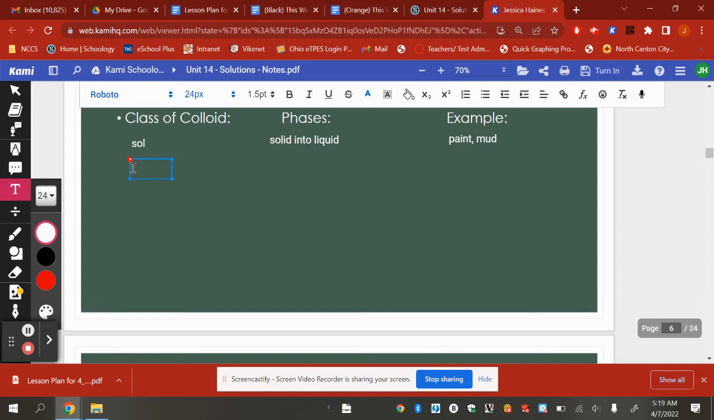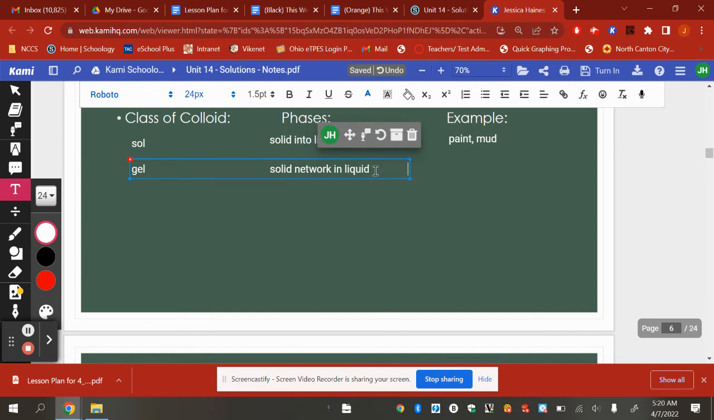Okay. Next example is called gel. Gel is solid network in a liquid. A solid network is a little different than just a solid. So we're taking a solid network, a covalent network compound, and dissolving it into a liquid.